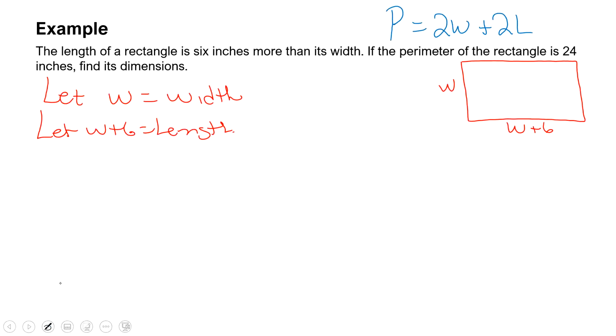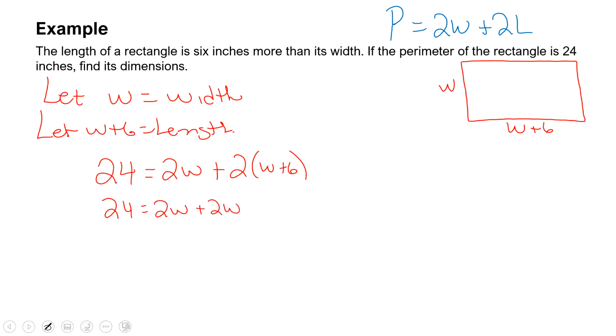So now when I set up my equation, the perimeter they told me was 24 inches. So 24 inches is going to equal 2 times W for the width, plus 2 times W plus 6 for the length. Now we kind of distribute. We got to do some work here. 24 equals 2W plus 2W plus 12. Combine my like terms. I have 24 equals 4W plus 12. Subtract 12 from both sides.